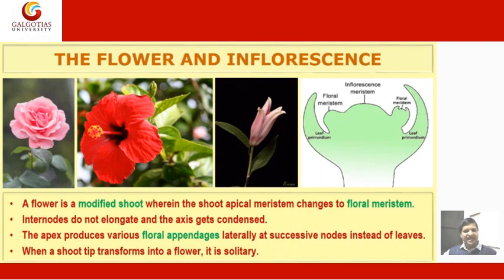The flower and inflorescence. The flower is a modified shoot wherein the shoot apical meristem changes to floral meristem. Internodes do not elongate and the axis gets condensed. The apex produces various floral appendages laterally at successive nodes instead of leaves. When a shoot tip transforms into a flower, it is solitary.